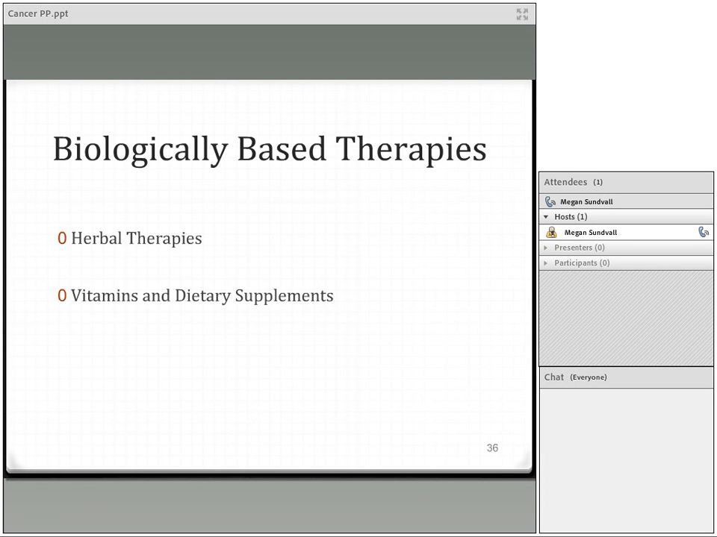Herbal therapies, medications, or herbalism is the oldest form of care. So using plants and plant extracts to treat different types of diseases and promote wellness. So examples here: chamomile, ginkgo, garlic, peppermint, ginseng, St. John's wort.